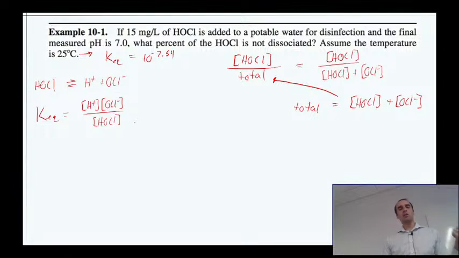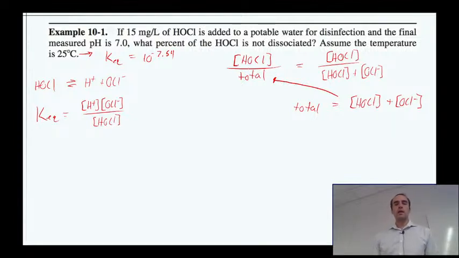The second equation would be my equilibrium equation, which says my K is equal to the product of the products over the product of the reactants. So meaning H plus times OCl minus divided by HOCl in this case. So that's a second equation that I have some information. And then I just need to find a way to combine the two.